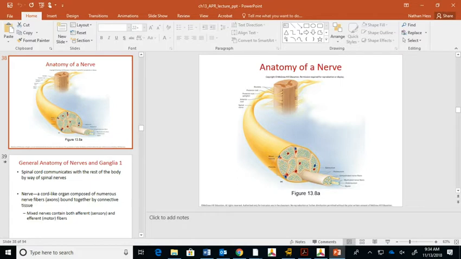You can see that the spinal nerves are basically this cord-like organ that's got numerous nerve fibers or axons that are all bound together, just like our muscles. Remember, you've got muscle fibers that are put into fascicles, and those fascicles are grouped together to make muscles. Same kind of deal with these nerves. The nerves are a bunch of axons that are put together.